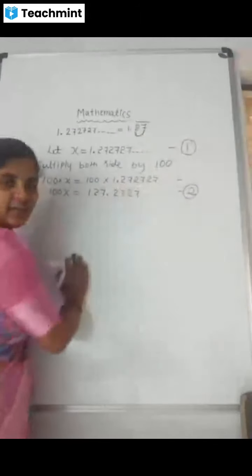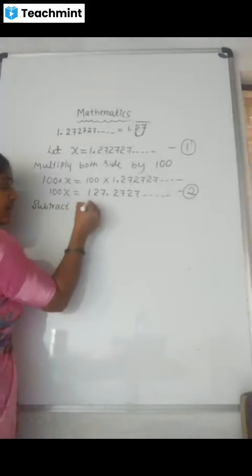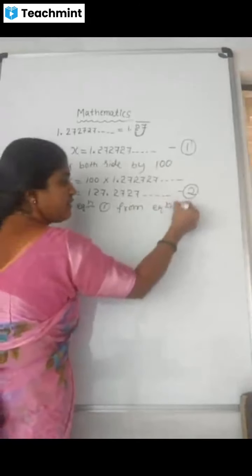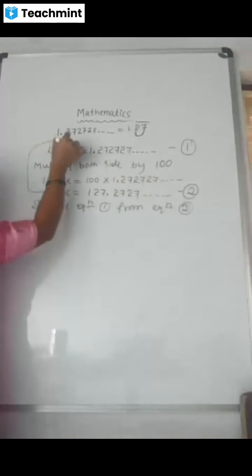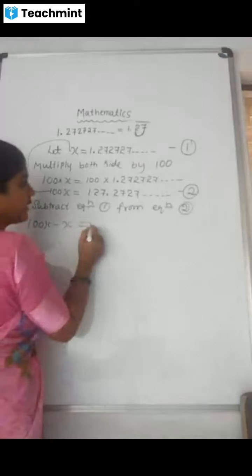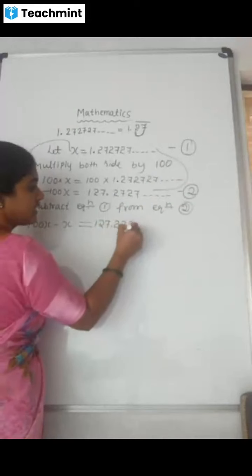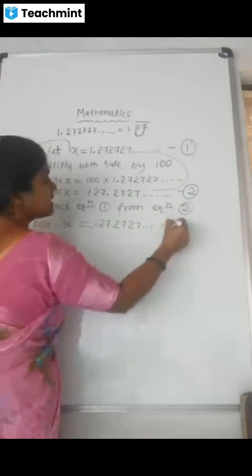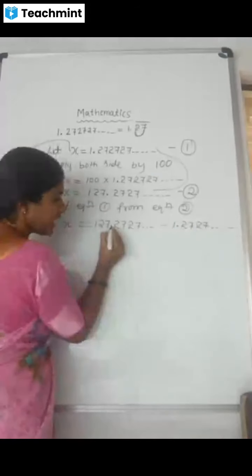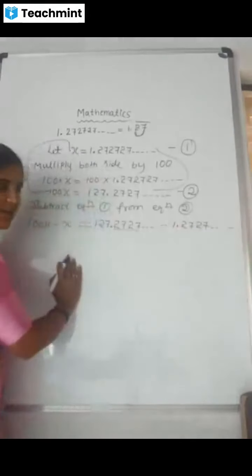Now equation 1 and equation 2. What do we have to do? Subtract equation 1 from equation 2. In the LHS we have 100x minus x, which is equal to 127.2727 and so on minus 1.2727 and so on. See here, I took 4 digits after the decimal here, and also 4 digits after the decimal here. Got the idea of this one?